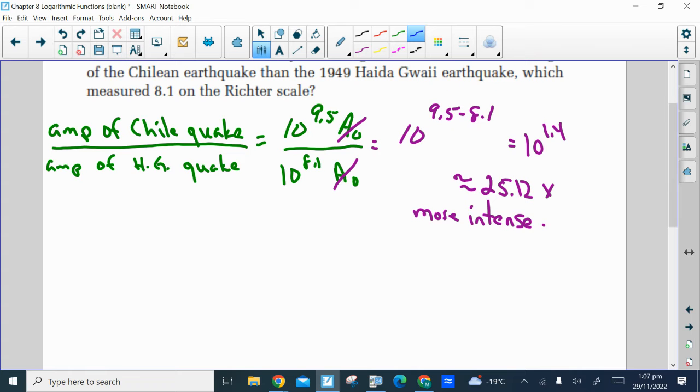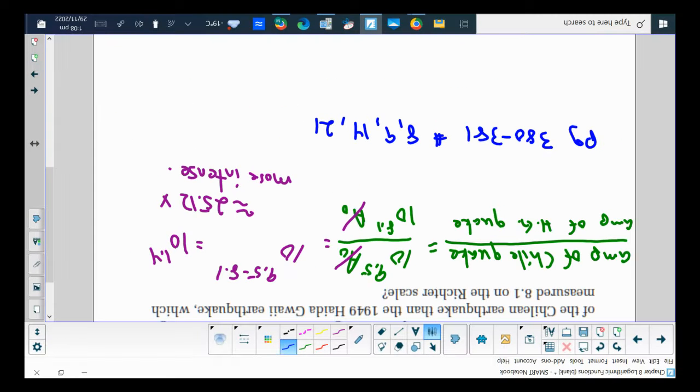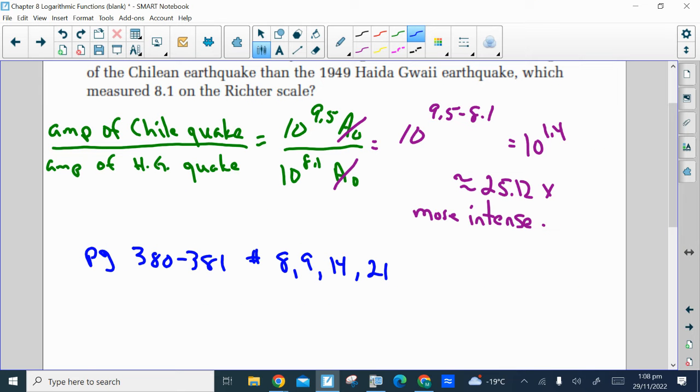Okay? So on page 380, 381, you can work on questions 8, 9, 14, and 21. I will post those solutions to Google Classroom so you can check your work. And again, this practice is important. So if you see questions like this on a quiz or a test, you've had a little bit of work with them. Okay?